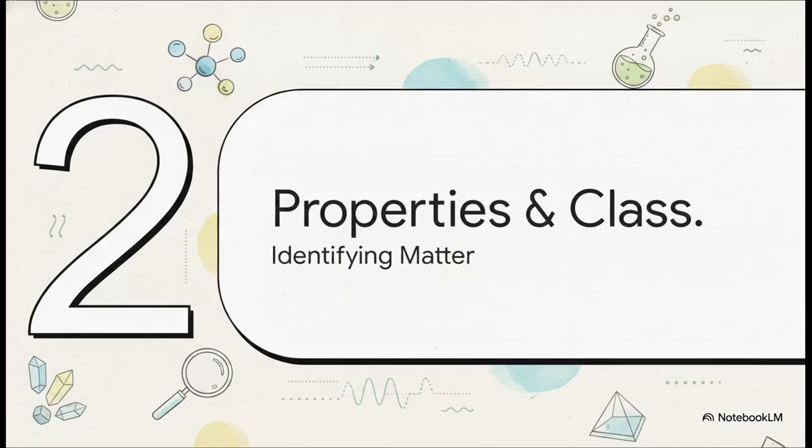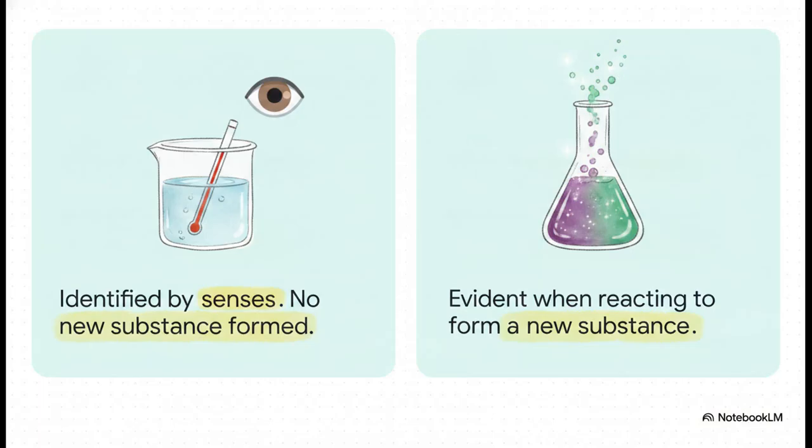Moving right along to Section 2, Properties and Classification. So, since almost everything around us is matter, how do scientists actually tell all these different materials apart in nature? Well, they do it by looking at 2 distinct sets of hidden rules: physical properties and chemical properties. Physical properties are characteristics we can identify using our 5 senses, or basic measuring tools. This includes things like a material's melting point, boiling point, or whether it dissolves in water. Importantly, observing a physical property doesn't create a new substance.